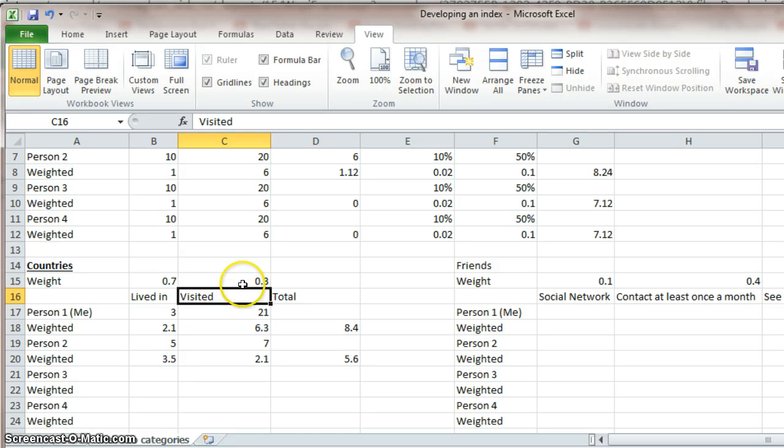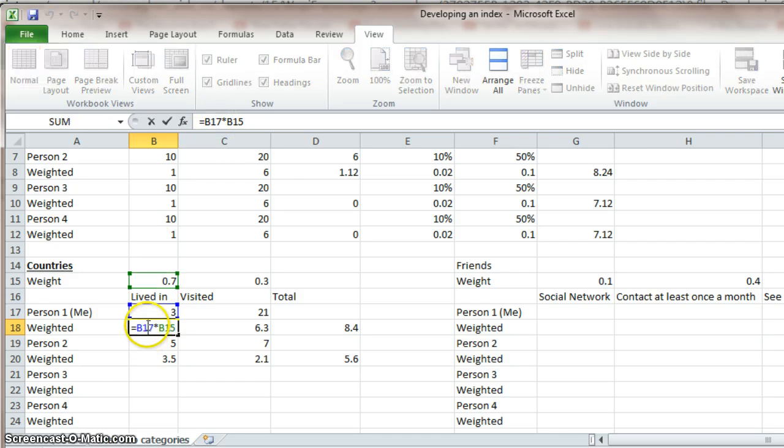So therefore we're going to weight it at 0.3. So for example, if I have lived in 3 countries, we weight it exactly the same. We do the 3, as you can see here. If we click on here, the 3 times by the 0.7, okay, and that gives us a 2.1.